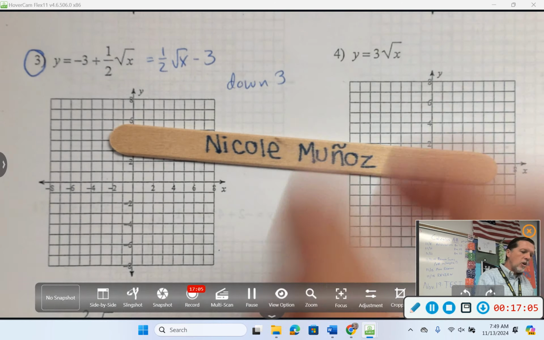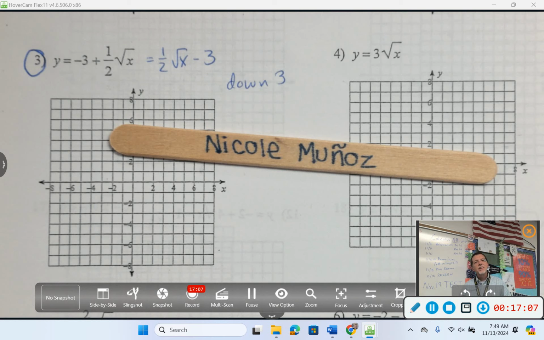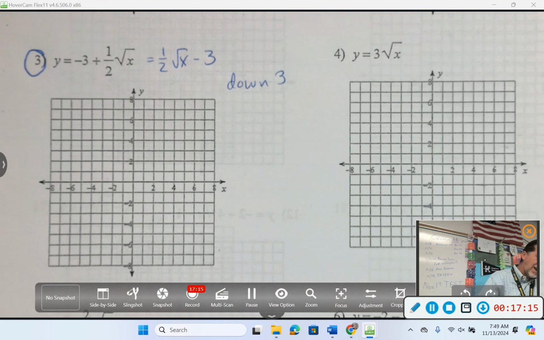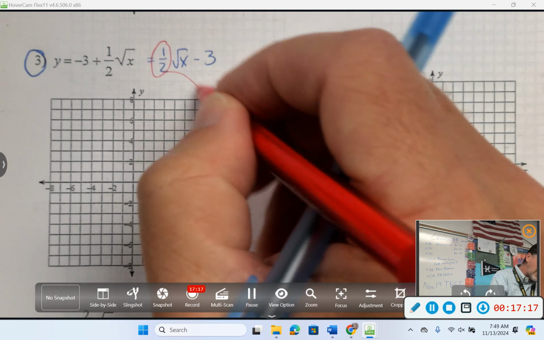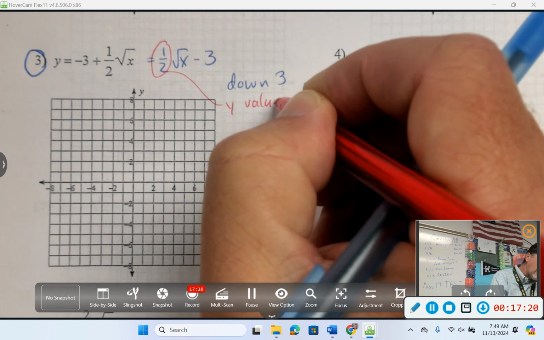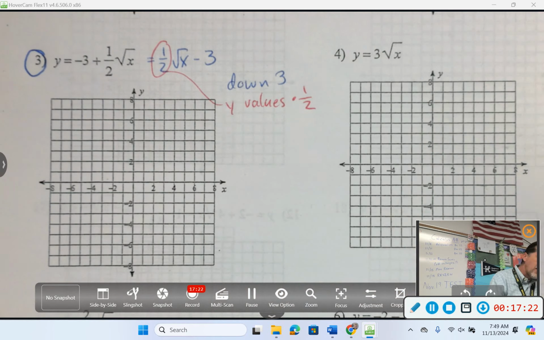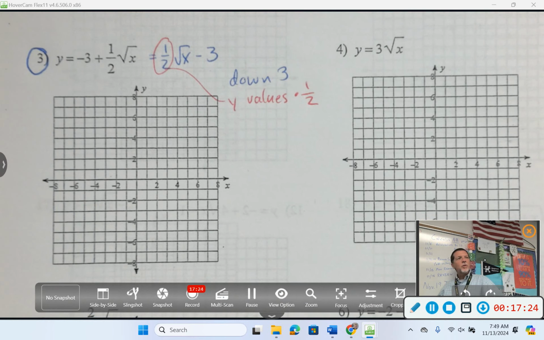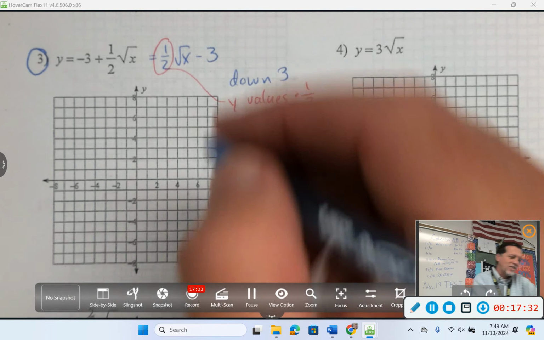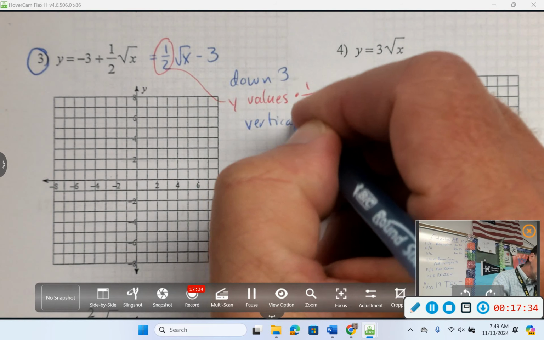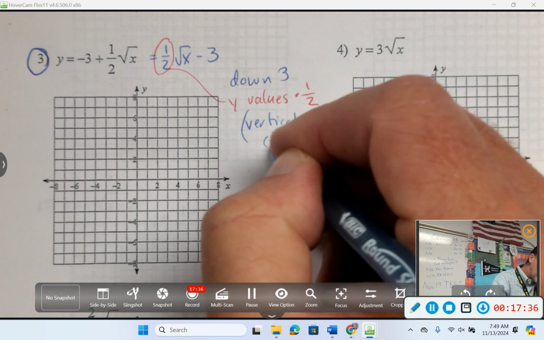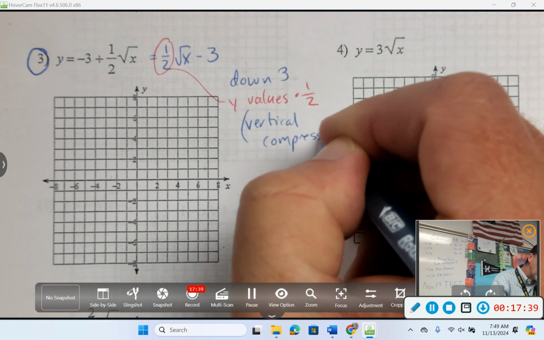Nicole, what else has gone wrong with our parent function here? Like the y values are... Okay. That's a good way to say it. The y values are multiplied by a half. Y values times a half. What's the fancy word that Nicole was avoiding there? What could she have said instead? They were squished. That's not exactly the fancy word, but vertical. Squish is fine, but compression is the fancier word.